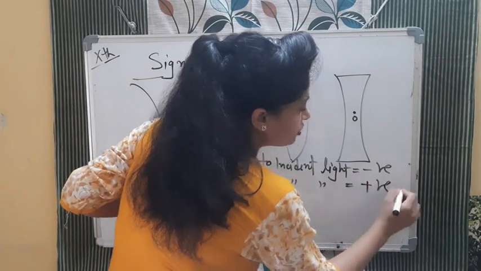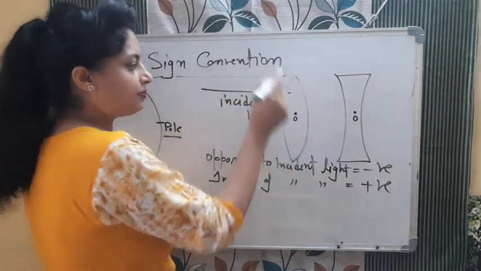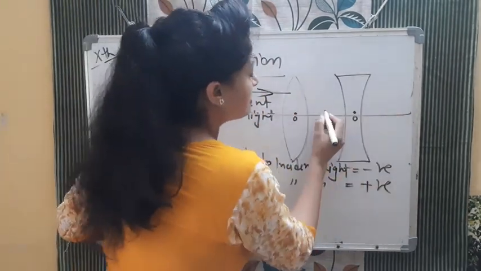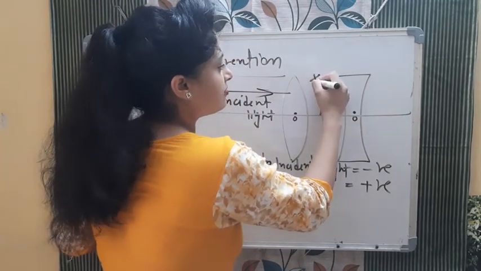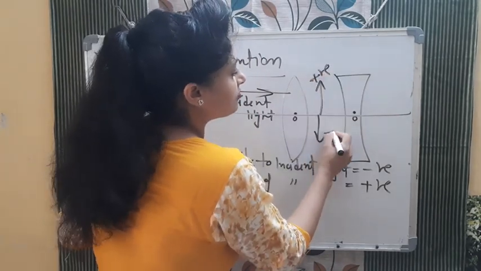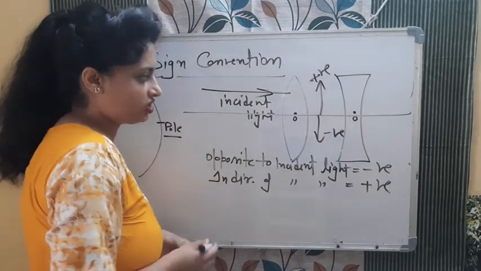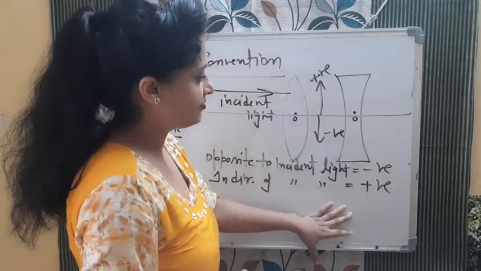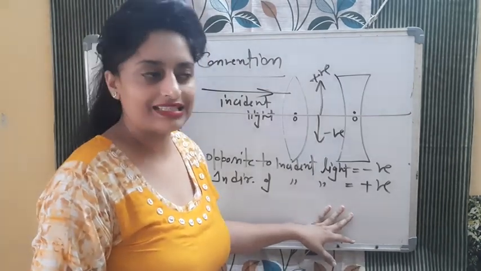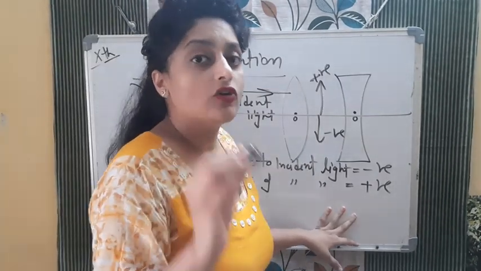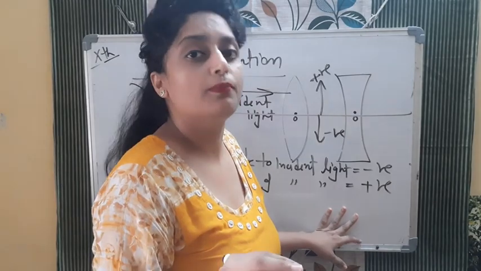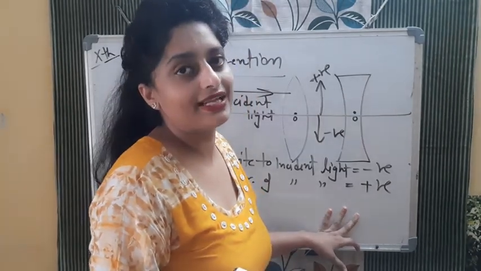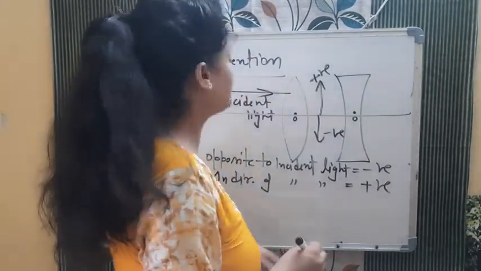If you are on the upper side of the principal axis, this will be positive. If you are downward, this will be negative. So the same conventions apply here. All distances we measure from this optical center. According to this, the focal length of a convex lens is positive, and the focal length of a concave lens is negative. So these were the sign conventions.